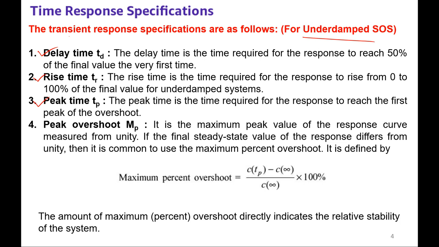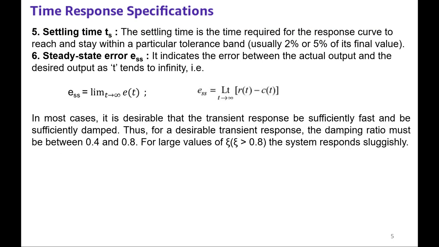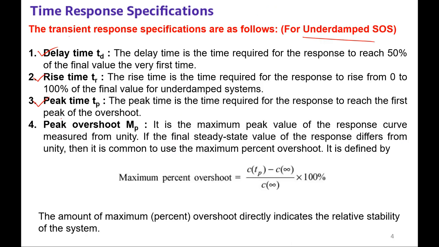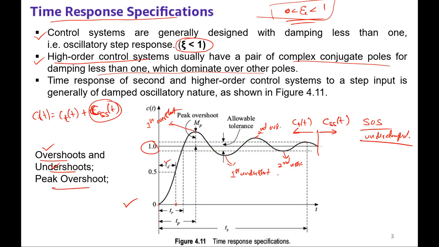The peak time TP is defined as the time required for the response to reach the first peak of the overshoot, or first peak overshoot. First peak overshoot we have defined. What is that first peak overshoot? And next we'll see the peak overshoot MP. Peak overshoot MP. Just observe here.